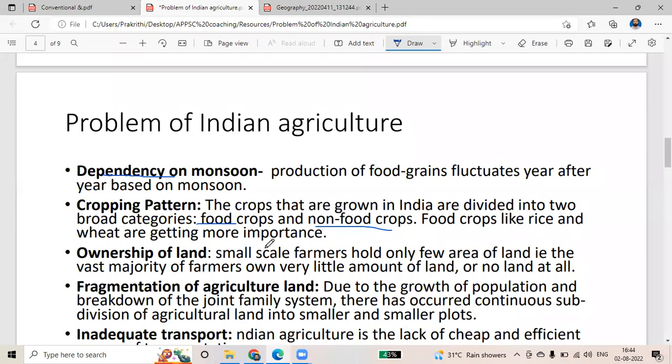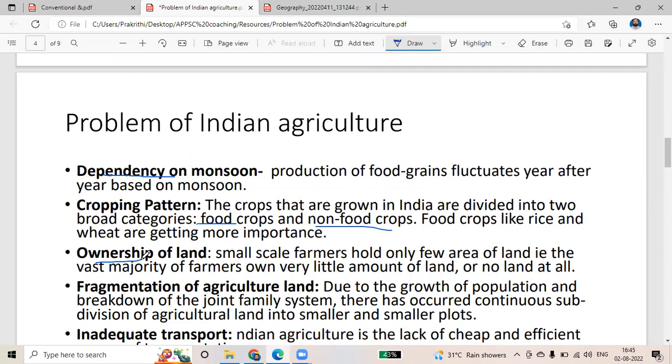Another one is the ownership of land. In India, still 70 to 75% of the land is owned by small or medium scale farmers. They hold only small plots of land. With a small plot, bringing or buying a tractor, trailer and machinery is very difficult. So they will go for traditional methods.